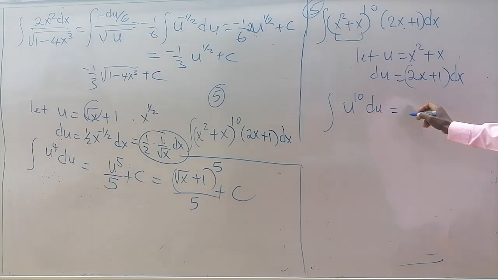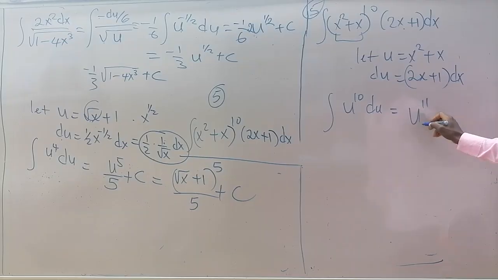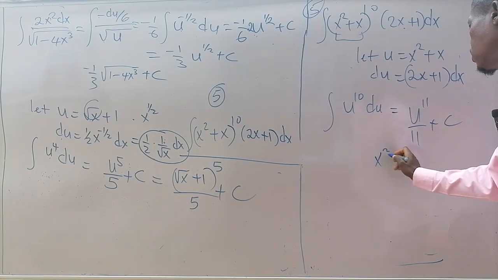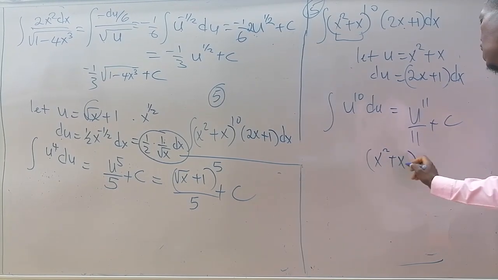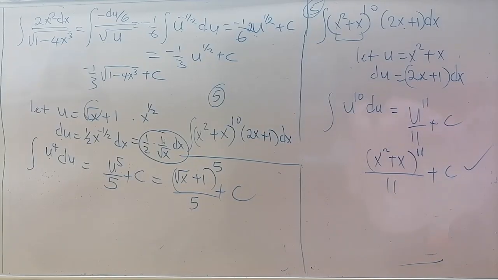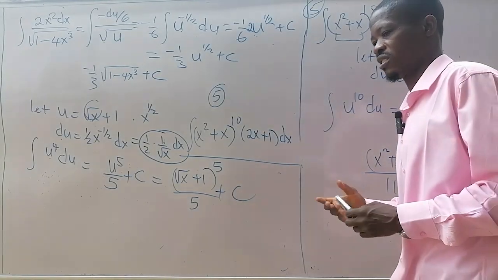So integrate that, that will be u to the power 10 plus 1, that's 11, over 11 plus c. Finally, return the u back. What is the value of u? So that's this plus this to the power 11, over 11 plus c. And that's that on these aspects.